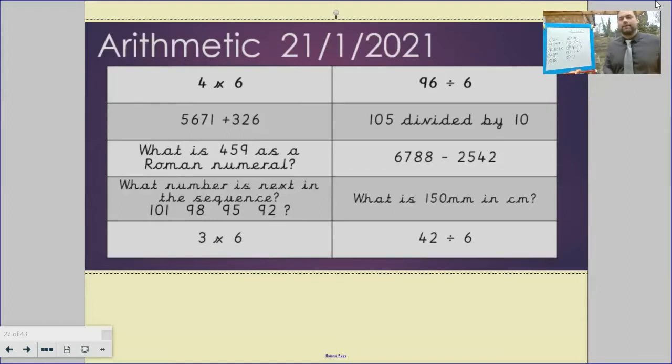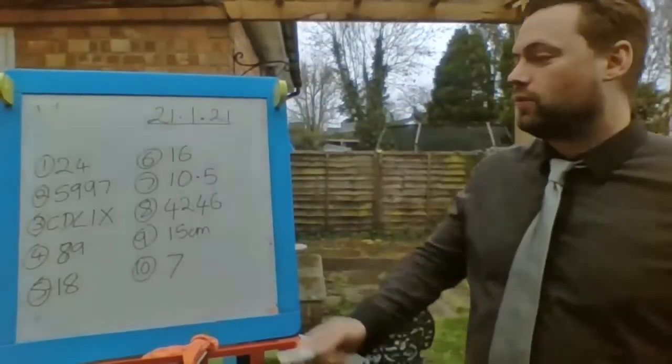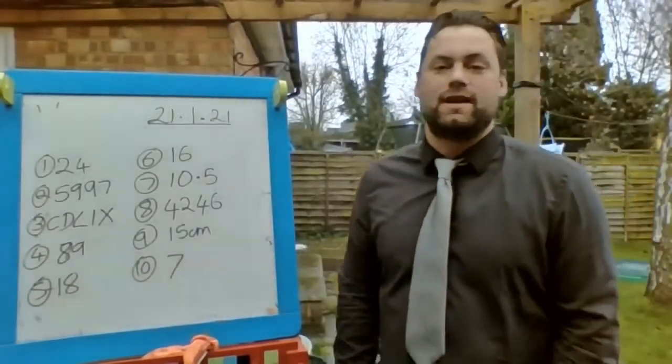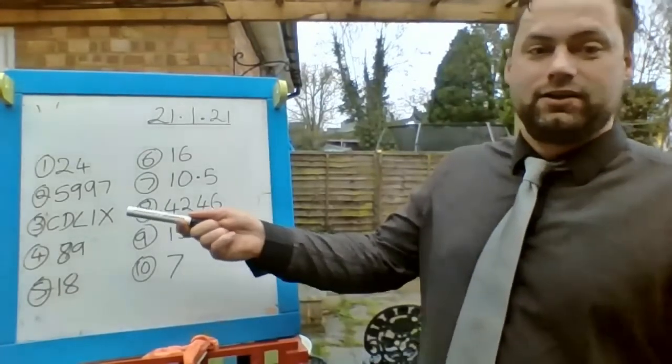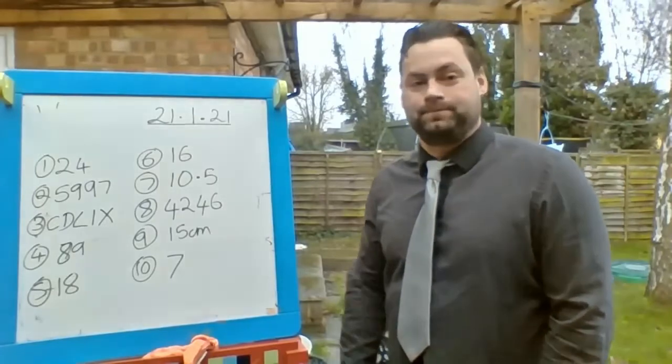Okay, good, it's recording again. So I'm going to stop sharing my screen so you can just see the answers for the questions. So for question 1, you should have 24. For question 2, you should have 5,997. For question 3, you should read C, D, L, I, X.